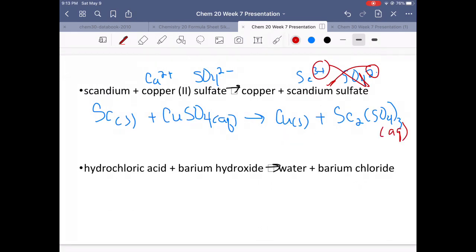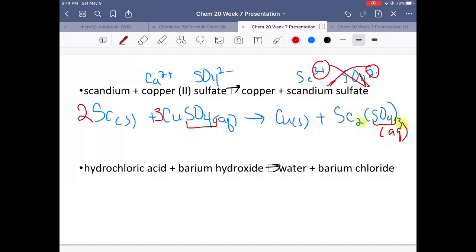Last step is the balancing. These are easier. You have 2 scandiums being produced, so we need 2 going in. You have 3 sulfates. Notice I'm keeping it as a polyatomic ion because that polyatomic ion, SO4, is kept intact as a reactant and as a product. It's way easier to balance it that way than to split it up into sulfur and oxygen. Anyway, we've got 3 sulfates being produced, which means I need 3 sulfates to be reacted.